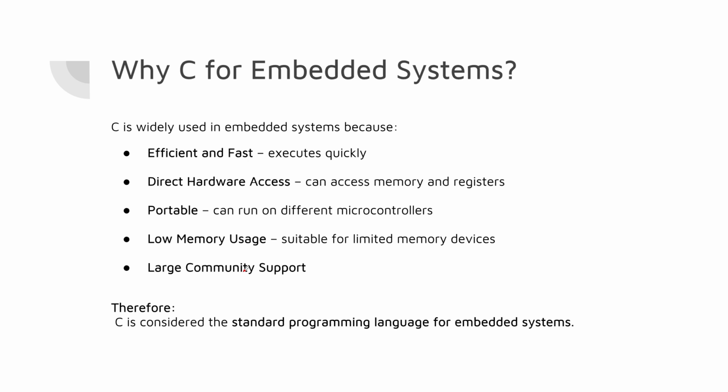Next we can see why C for embedded system. A lot of languages like C, C++, Java, Python are there. In most cases, C will be preferred for embedded system, whereas in some other cases, C++ is also preferred. But here we are going to see why C for embedded system. C is widely used in embedded system because it is efficient and fast. It has minimal runtime overhead. Hence, we can execute a program quickly when compared to some other languages.